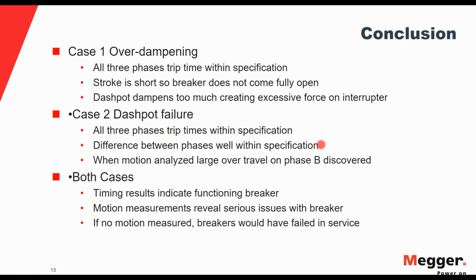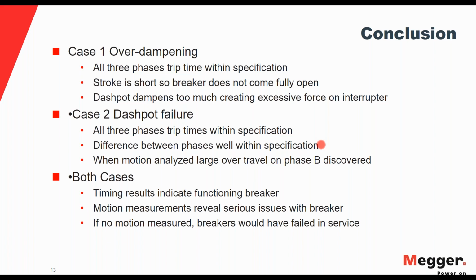So in conclusion, in both case one and case two, the timing test did not really indicate any problem; it indicated that the breaker is working fine. Only the motion test, or travel motion test, revealed these issues with the breaker. If the motion test had not been done on this breaker, nobody knows how long it would have taken for this problem to damage or create problems for you with this breaker.